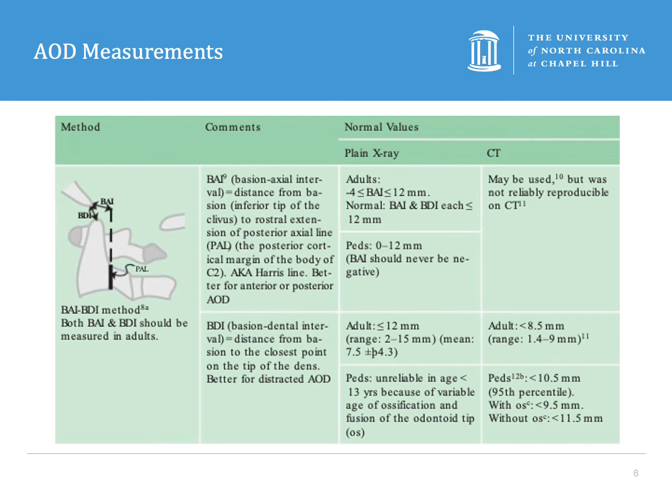And the BDI, or basion-dens interval, is the measure from the basion to the tip of the dens, and that's the best measurement for the distracted type, the type 2 AOD. On X-ray, it's going to be less than 12 millimeters in normal adults, and on CT, it should be less than 8 millimeters in adults and less than 10.5 millimeters in pediatric patients. Of note, pediatric patients in general have increased ligamentous laxity, and so their normal ranges are a little bit larger than adults.